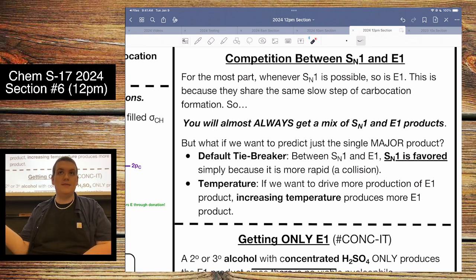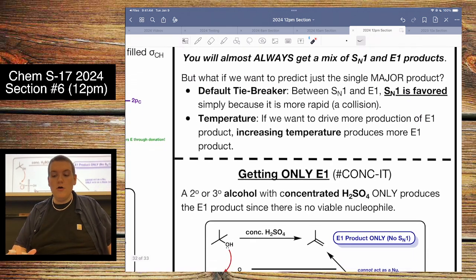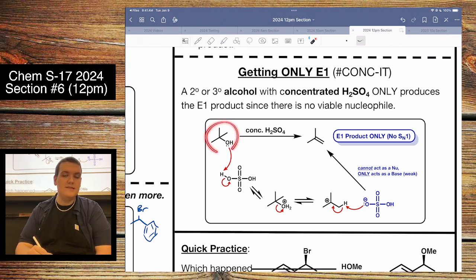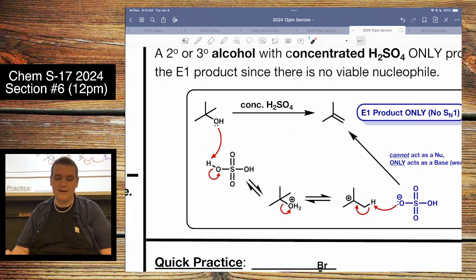Now, we can mess with this by changing the temperature. If we increase the temperature, we could get more E1. Again, we don't really test temperature, so don't worry too much about it. We do, however, need some way of getting only E1, because we were trying to do synthesis and it's going to be very helpful for us. And our way of getting only E1 as the product is by using an alcohol, a secondary or tertiary alcohol, with concentrated H2SO4. Because of this conc, we might say we conc it to get E1. Just a little memory thing.